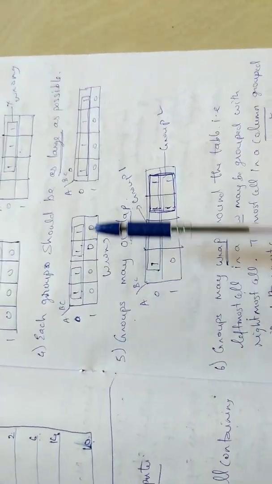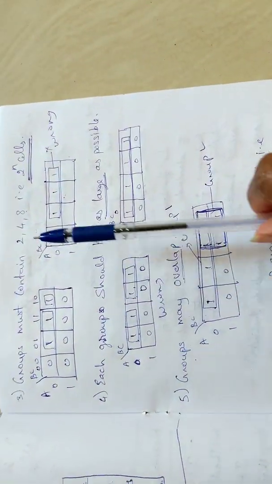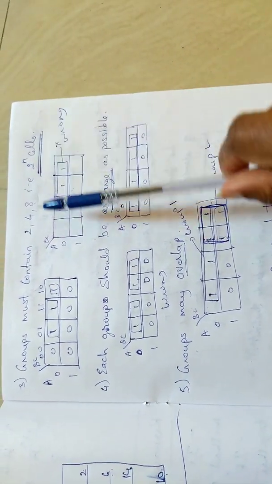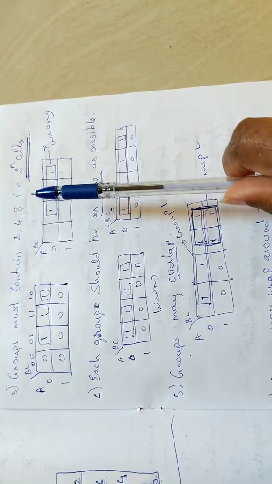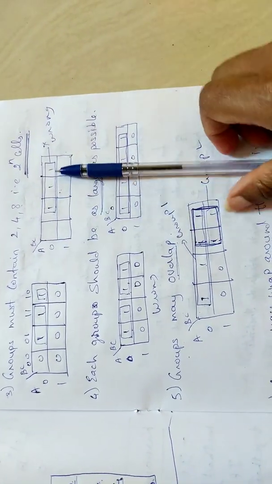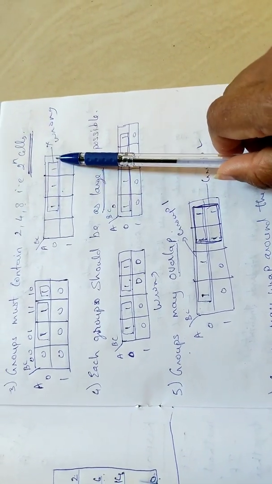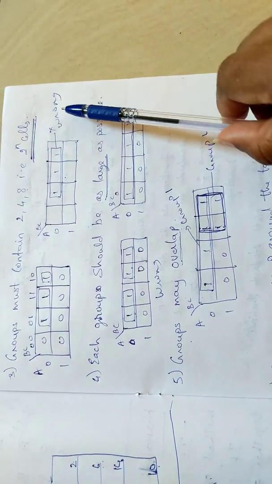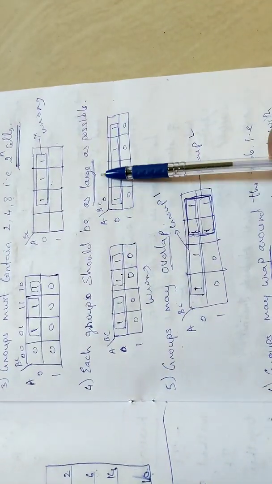The third one: you can make a group of 2 to the power of n cells, either 2, 4, 8, 16 and so on. You can't make a group of 3 or 5. A single one is okay, though it doesn't come under a group. But you can't make a group of 3, 5, 7. Odd numbers are not allowed; it should always be 2 to the power of n cells. So this is wrong. Each group must be as large as possible.